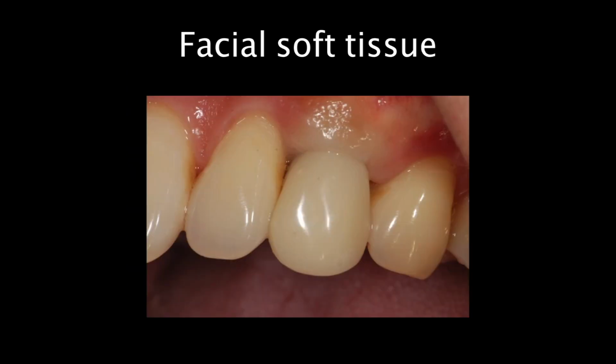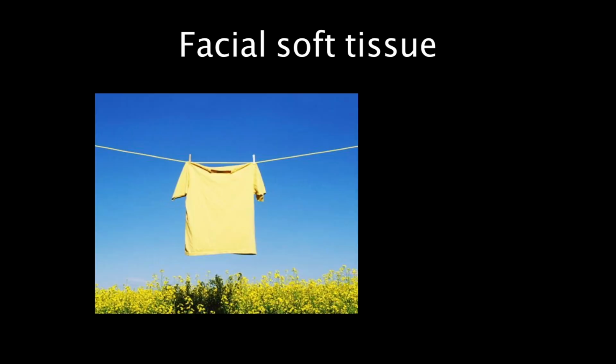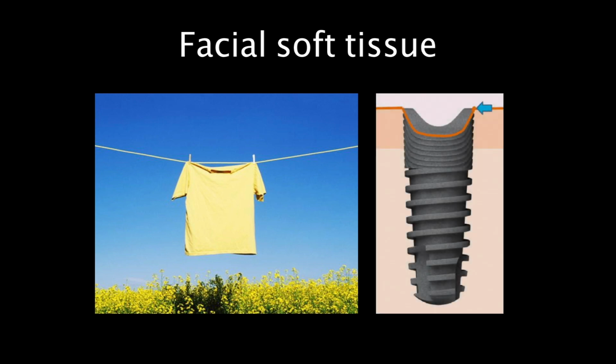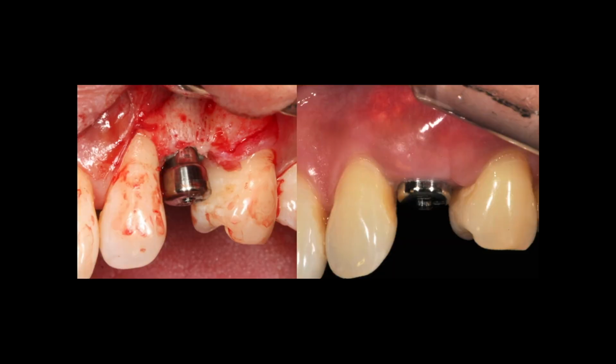Because the healing abutment was round and has no contouring, this was how the facial soft tissue looked at the time of implant provisional. Facial soft tissue contour is like a shirt hanging in the clothesline. Bone at the proximal side of the scallop implant is like clothespin that tightly holds the shirt. Let me explain the analogy.